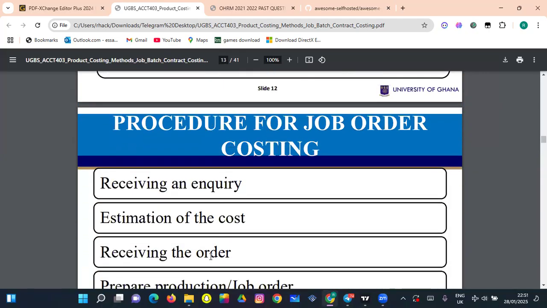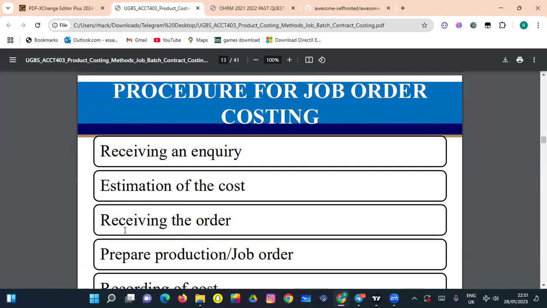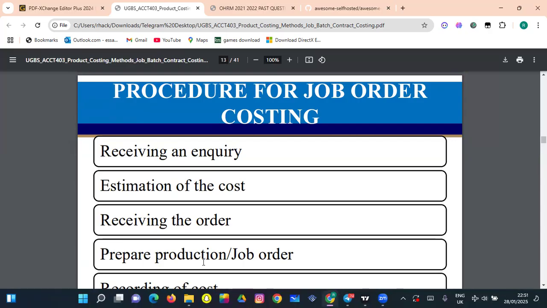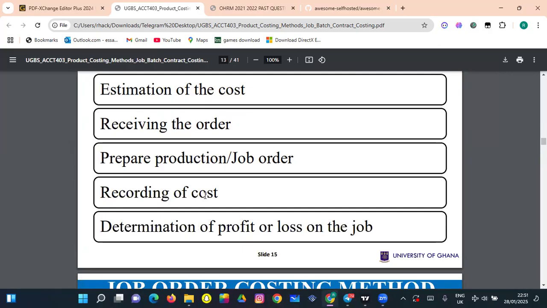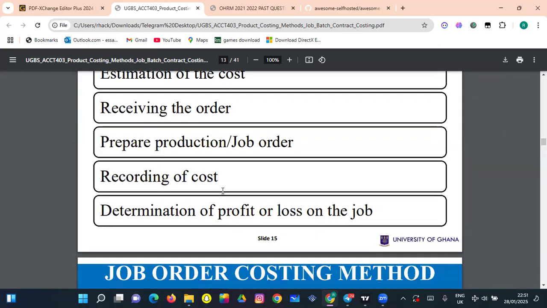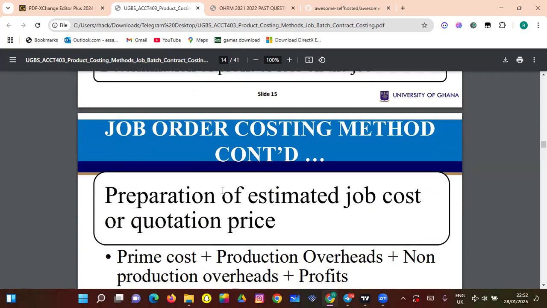So these are the procedures for job order costing. You receive an inquiry, you estimate the cost, then you receive the order, prepare production and job order, and you record the cost. Now you determine profit from the job. So after getting everything as a cost, you put a margin or a markup on it for you to do what? Get your profit.